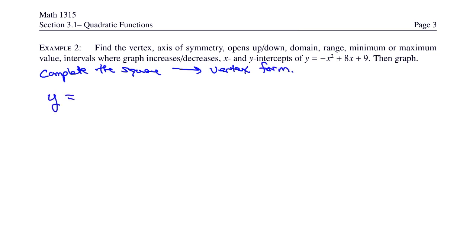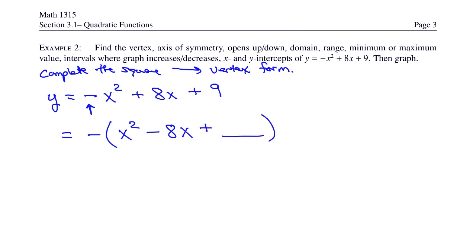So we start with y equals negative x squared plus 8x plus 9. Notice that the lead coefficient is minus 1. We need to factor out minus 1 from the first two terms in order to complete the square on this quadratic. When I factor out minus 1 from negative x squared, that leaves me with positive x squared. And when I factor out negative 1 from 8x, that leaves me with negative 8x. Put in plus blank, and then close the parentheses on the outside, plus 9 blank.